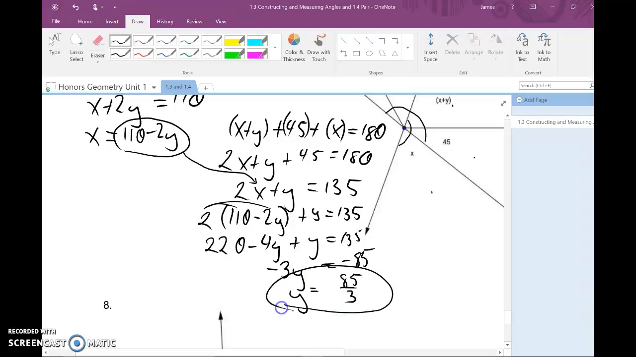Okay, much better to leave it as an improper fraction rather than a mixed number or try to go ahead and round it. We want to be exact with these things, so we want to leave it like that.